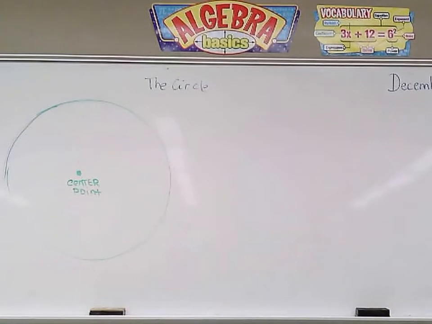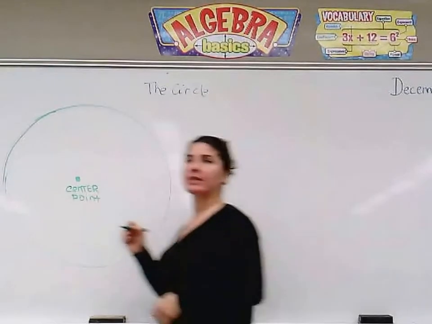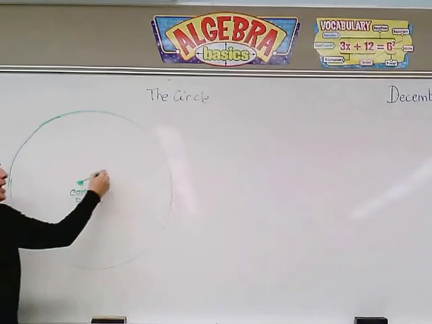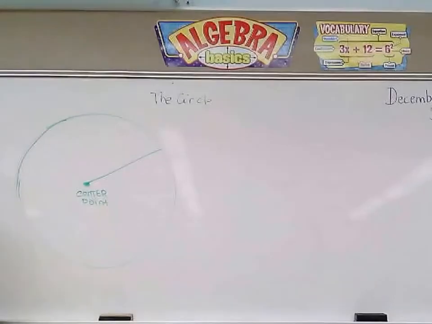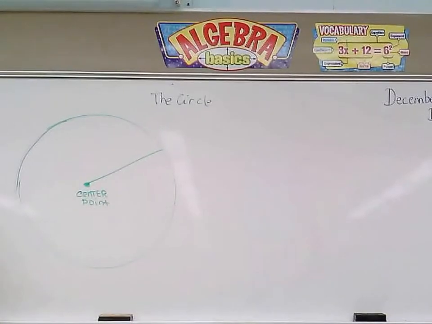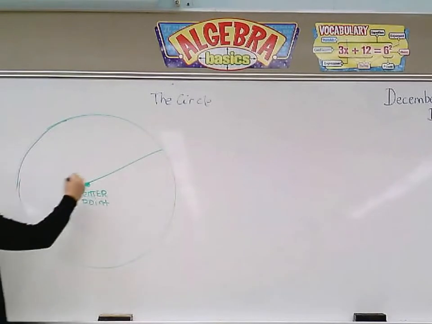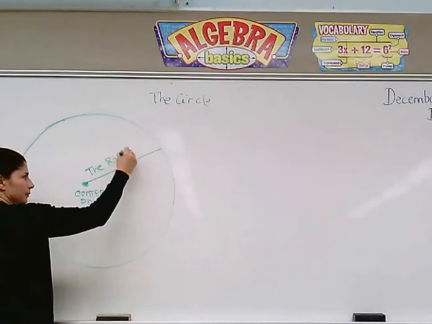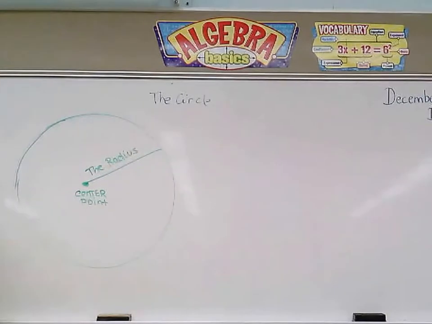The first line that I'm going to introduce you to is the line that goes from the center point to the edge of the circle. Now, the name for this line is the radius. Okay, so the radius. And there are millions of radiuses.